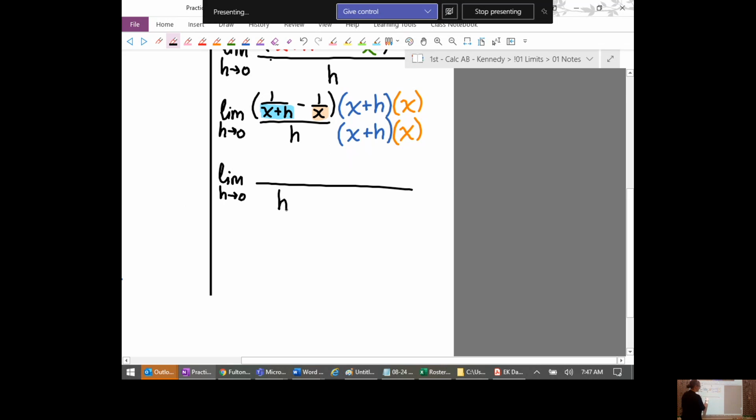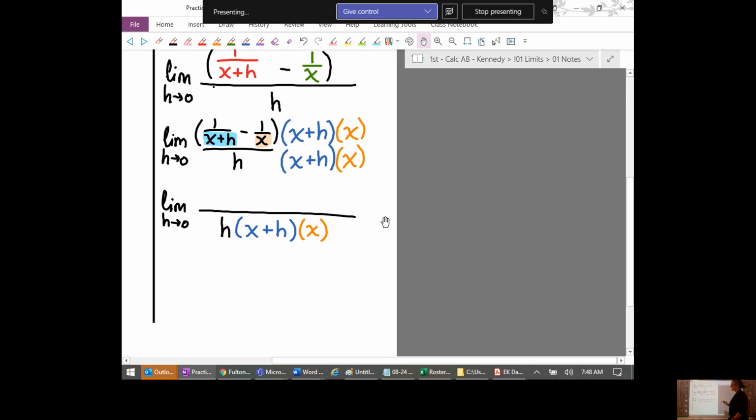The denominator has an h that was already there. It also has the x plus h that we multiplied by. It also has an x that we multiplied by. The numerator is where it's going to take some work. With practice, you're going to be able to fill this numerator out without doing any scratch work. But I'm going to show some scratch work off to the side to explain what's happening here.